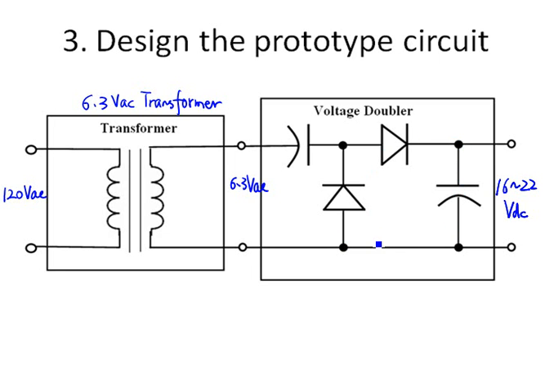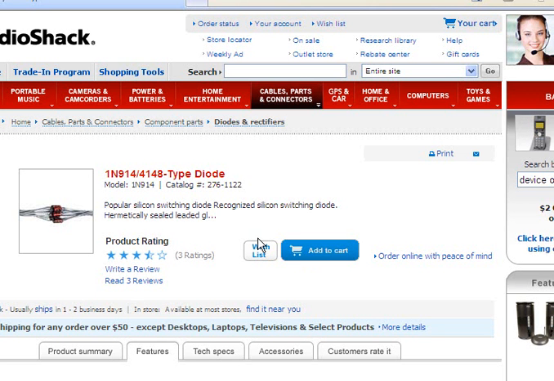For the voltage doubler circuit, we have just analyzed the capacitor voltage is around 18 volts. For the diodes in the circuit, the maximum reverse voltage should be at least 18 volts. So we need to pick a diode whose reverse voltage is greater than 18 volts. So let's look at the 1N914 diode from Radio Shack.